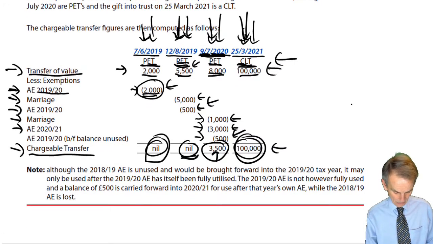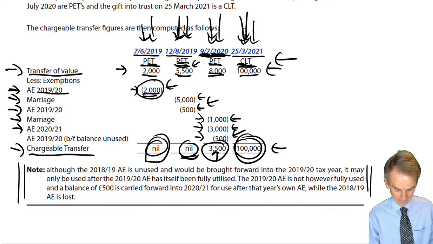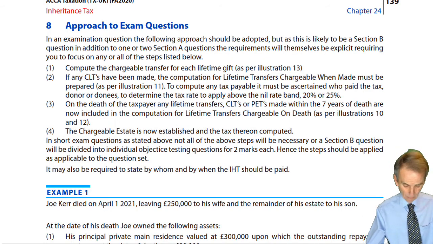Just have a little read through the points I've been saying there, within those notes there. Just have a little read through for yourself on that for a moment. Make sure that we're comfortable with how it is that we get the transfer of value in the first place, and then from the transfer of value down to that bottom line chargeable transfer figure. Okay, well, hopefully no problems there for you.